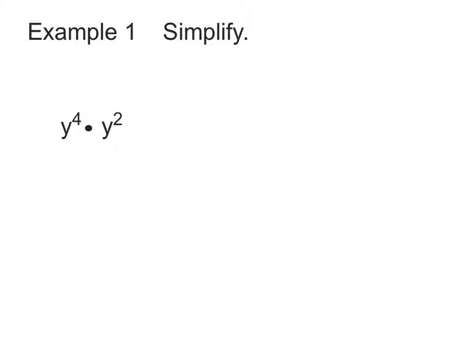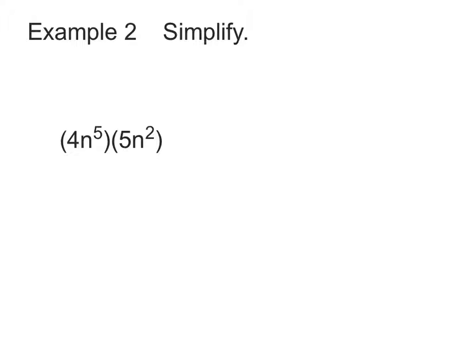Now, for this first example, all we need to do is simplify. It's pretty straightforward, like the example we started with. I take a look. These bases are the same, so I'm going to keep that base. And then I just need to add the exponents, 4 plus 2. Since I can figure out the answer to 4 plus 2, I go ahead and do it, and I get y to the 6th.